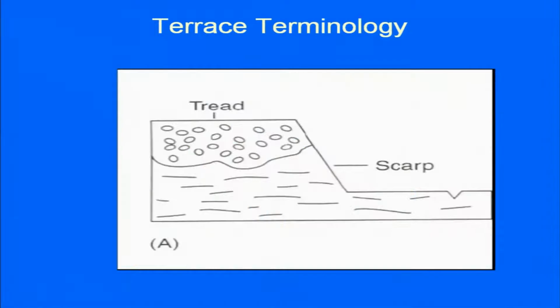Now, terrace terminology basically is what we are talking about, that it will have a scarp and tread or the step like feature, and this type of step like feature or the terrace is mostly seen all along the river valley.